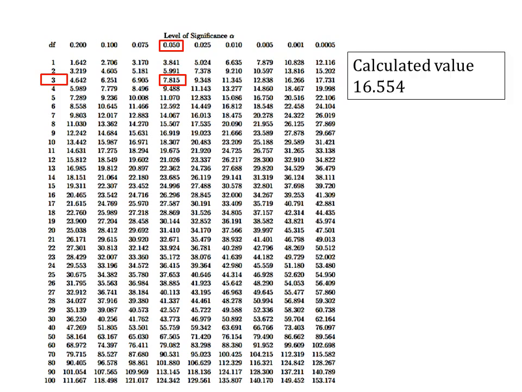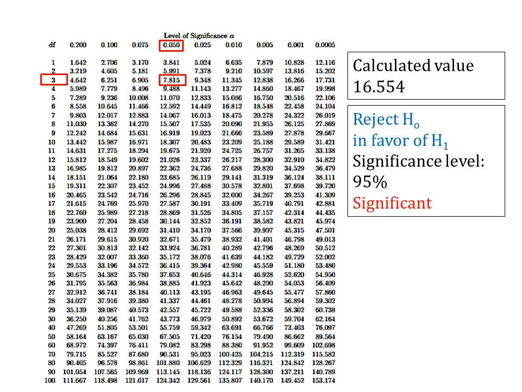So our calculated value is 16.554, which is much greater than the tabled value. So what are we going to do with the null hypothesis, are we going to accept it or are we going to reject it? We are going to reject the null hypothesis because the probability of the null hypothesis being true is less than 0.05. Therefore reject it, and this result is significant. We accept the alternate hypothesis.